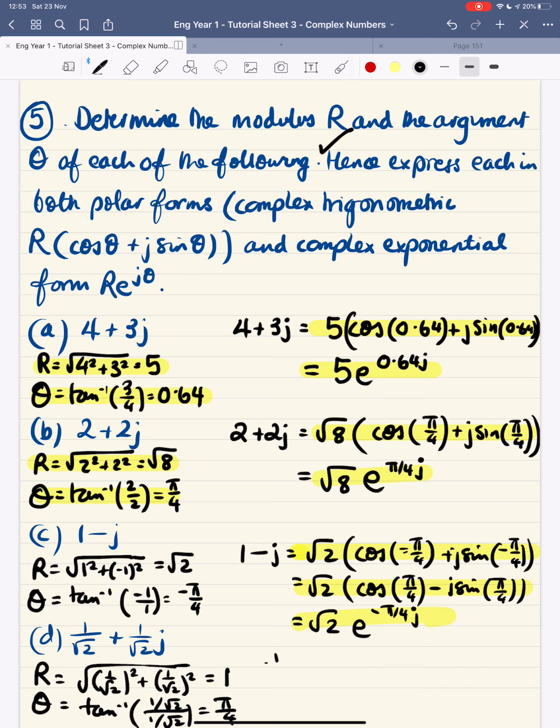So this one, 1 over root 2 plus 1 over root 2j, r is 1, so 1 cos pi by 4 plus j sine pi by 4. So I don't need that 1, we can just leave that like that. We can also say that is actually 1, which we don't need to write, 1 e to the pi by 4j. There, there, there, and there. There's an answer, there's an answer.